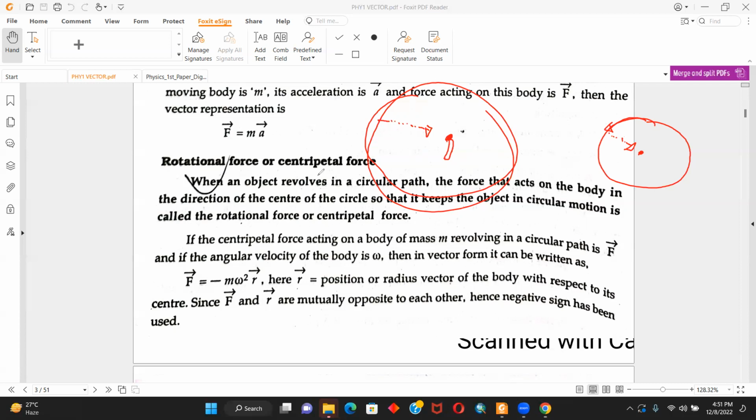Now, when an object revolves in a circular path, the force that acts on the body in the direction of the center of the circle so that it keeps the object in circular motion is called rotational force or centripetal force. I hope it is really clear, right? There are no difficult wordings here.